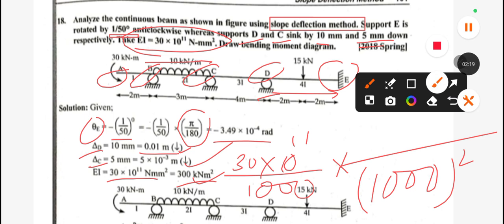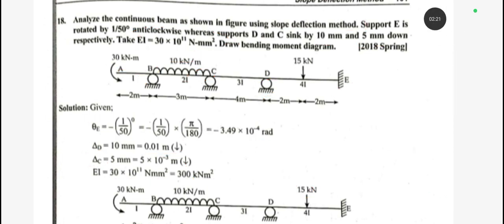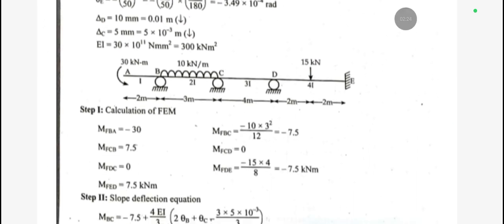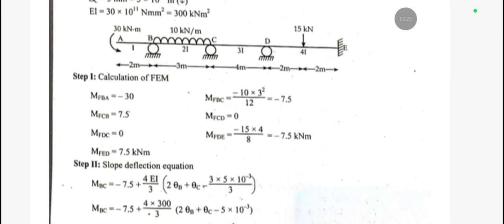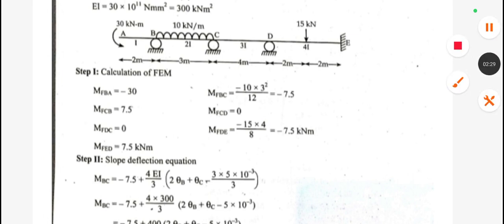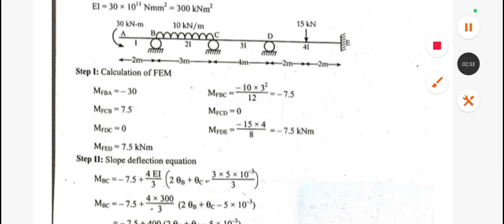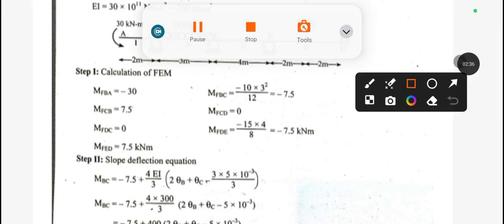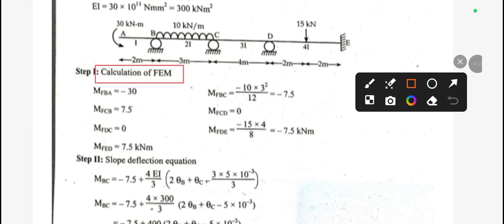Now, as we know, for any slope deflection problem, we need to follow three different steps. In the very first step we have the calculation of fixed end moments, in the second step the slope deflection equation, and in the third step the moment calculation. Any problem we will solve in these three steps. So let's see the first step.